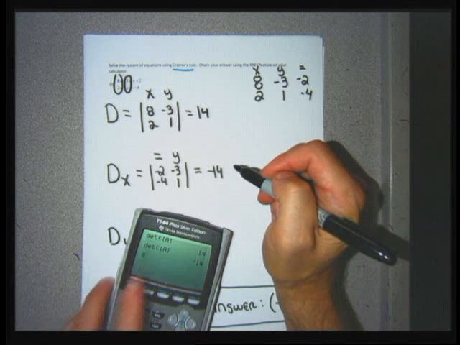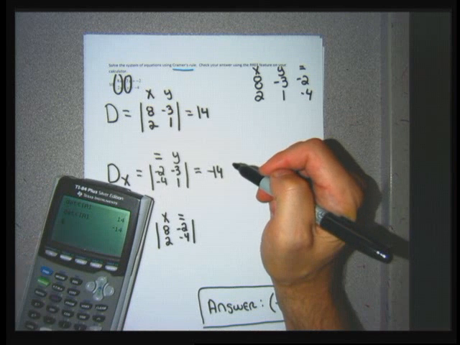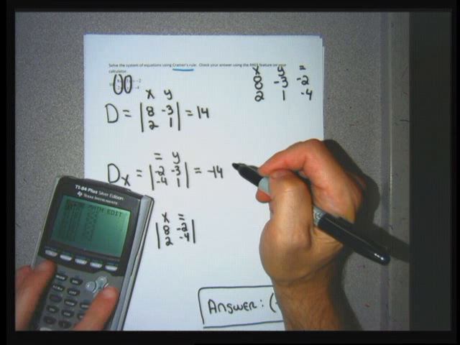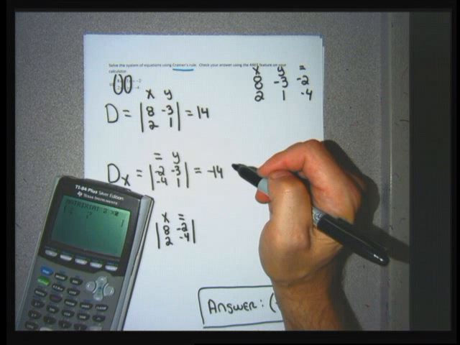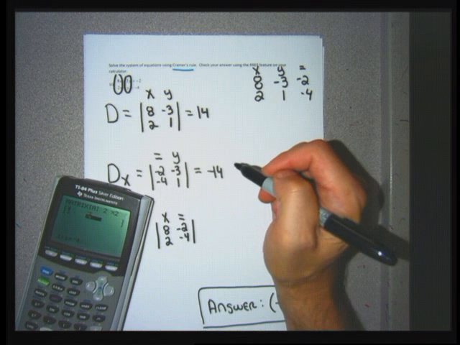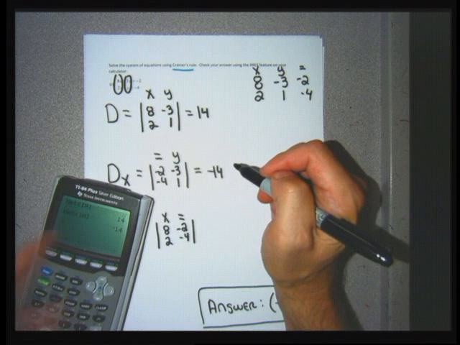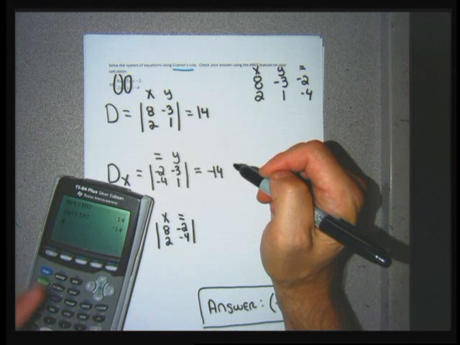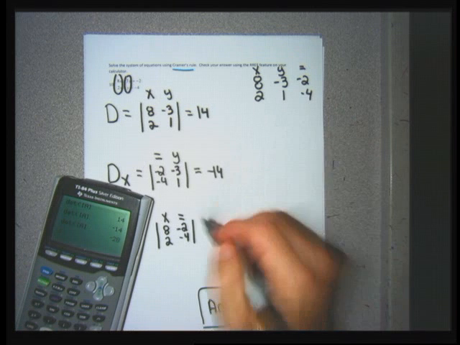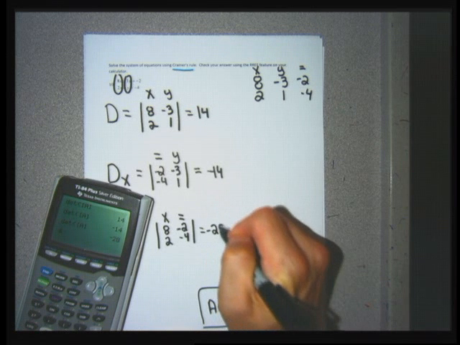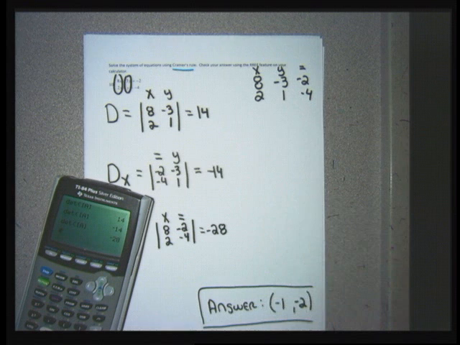The last number I'm going to compute is the D sub y. When I do the D sub y, I'm going to enter that matrix. I'm going to go second matrix, edit, enter, enter, 8, enter, negative 2, enter, 2, enter, negative 4, enter. So I have that matrix in properly. Second quit. Since I have the line that I want, second and then enter again. And this is negative 28. I'm done with all the matrix work.